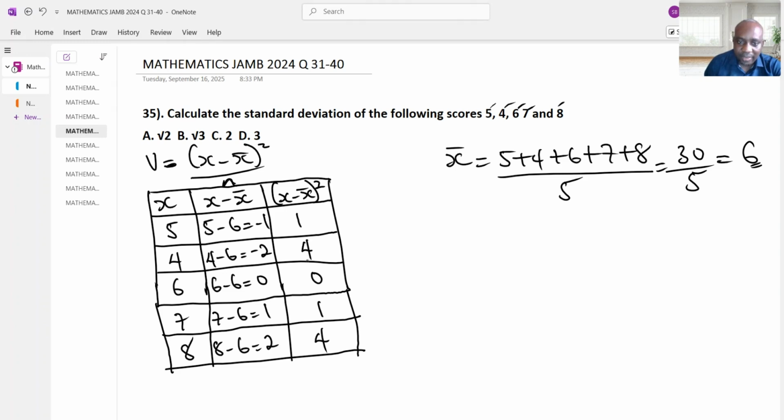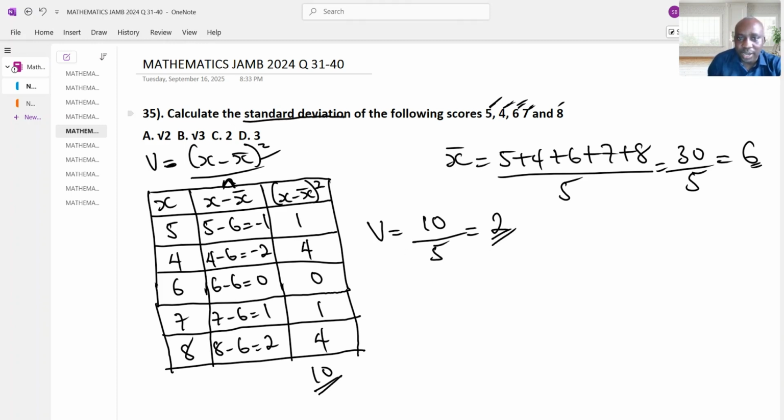Now, let's add everything together. 1 plus 4, 5, 6, 10. Everything is 10 here. Therefore, the formula for the variance, like I said, is what? This one. The total we got here is 10. The number of the frequency is 5. 1, 2, 3, 4, 5. 10 divided by 5 is going to give us what? 2. Now, we are going to calculate the standard deviation.